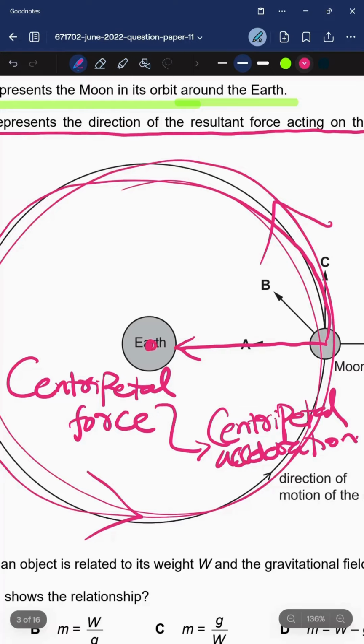So this circular motion requires the centripetal force and centripetal acceleration, and they are always directed towards the center of the Earth. So the correct option is option A. Option A.